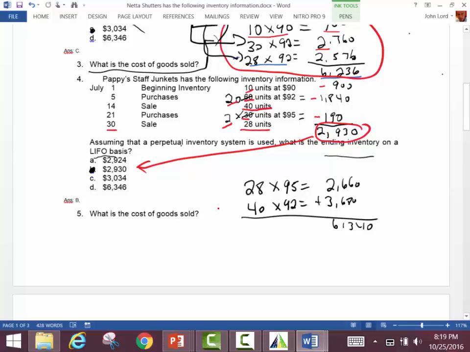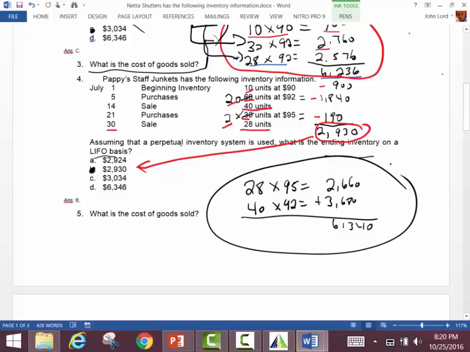Ending inventory using LIFO? Go ahead, walk me through it. Yeah, you want to do it? Okay, good. Let's try it. So LIFO, right? Last in, first out. Oh, you know what? This one's kind of a hard one. I'll tell you what. I'll do ending inventory, and then you can do cost of goods sold. How's that?